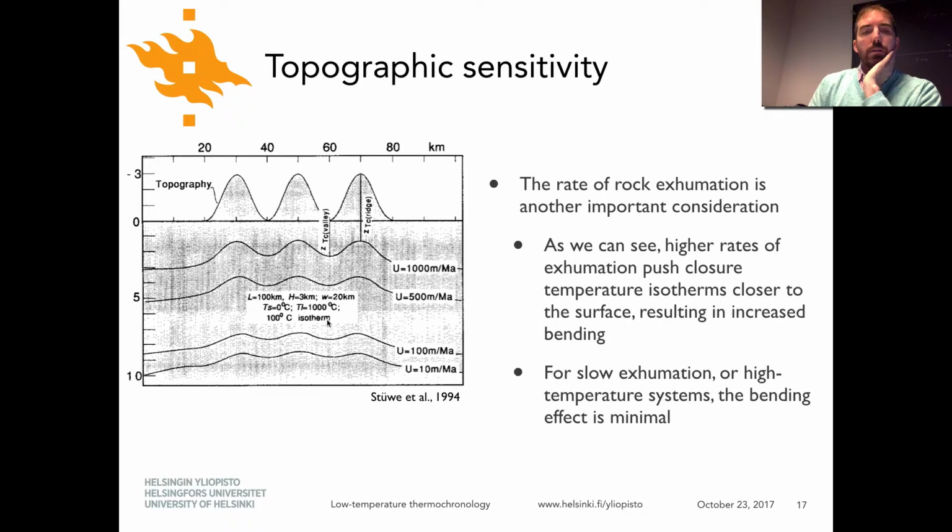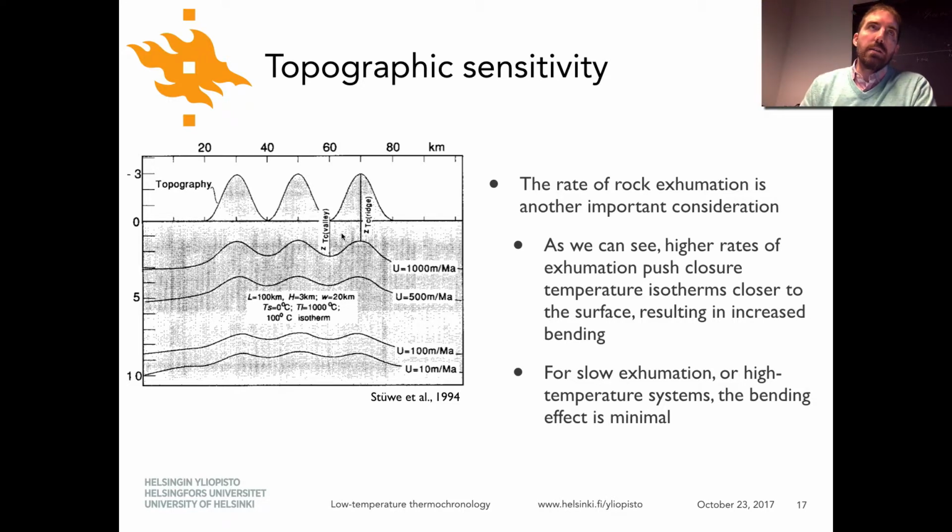And people have played with this. So here's a figure out of a paper from Kurt Stüwe in 1994, where he used some kind of simple numerical model just to look at different rates of exhumation and different wavelengths of topography to see how much this affects. I think in this case it's the 100 degrees C isotherm, so around the fission-track in apatite closure temperature. How much does this topography affect these isotherms for different rates of uplift and exhumation? And you can see for very slow uplift, there's a little bit of bending of the isotherms, and as you go to higher rates, it gets bent more and more.